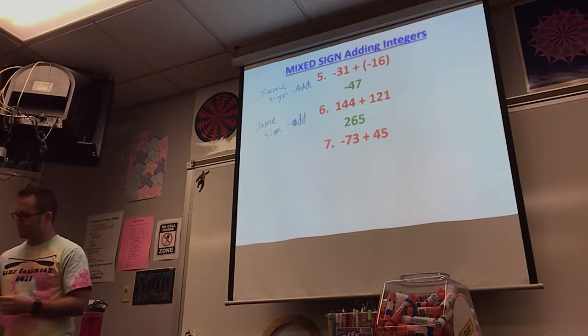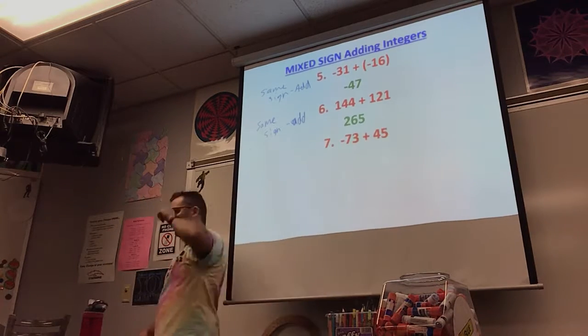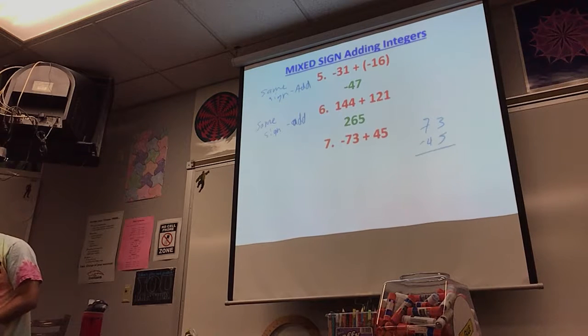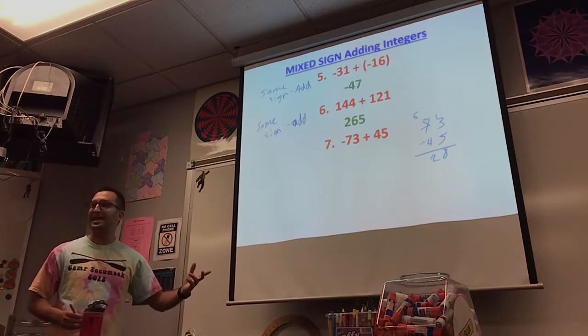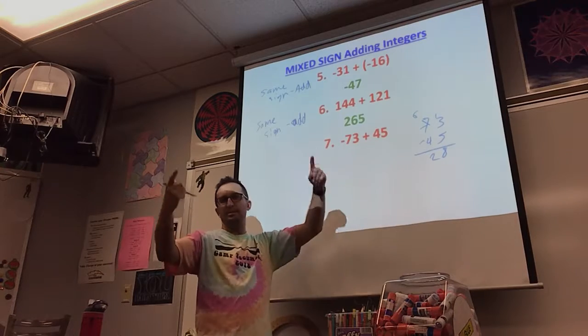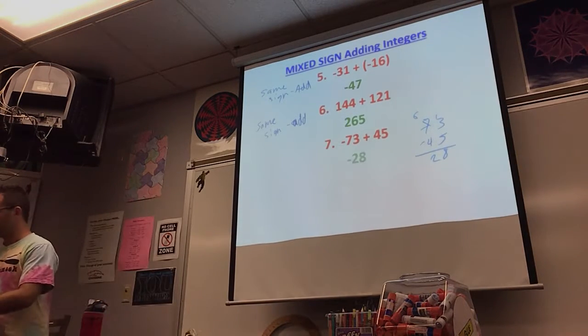So let's rap this one. Let's see what we got. This one's same sign add, different signs subtract. So we get 73 minus 45. We have to borrow, get 8, 28. So we get 28, but we keep the sign of the bigger one so you can be exact. What? So we get negative 28.